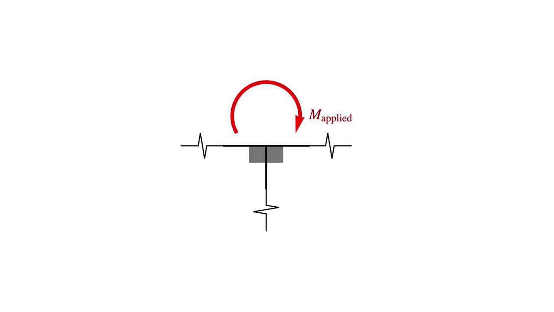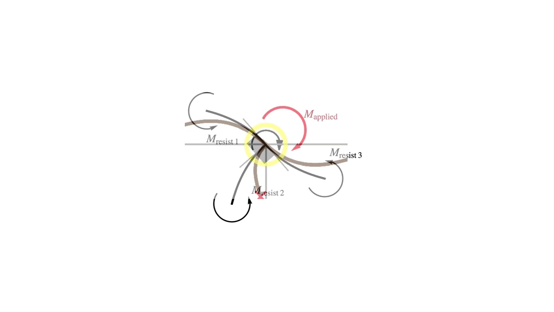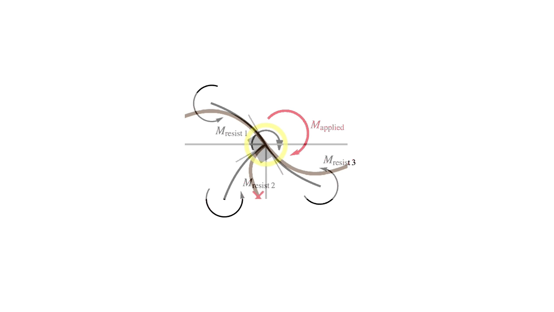That node is connected to 3 members, and we're looking very close, infinitesimally close, to the node. The node rotates and all 3 members resist the applied moment. But how much does each member resist? We basically have 3 rotational springs in parallel resisting the same moment. The solution is basic but worth quickly outlining.